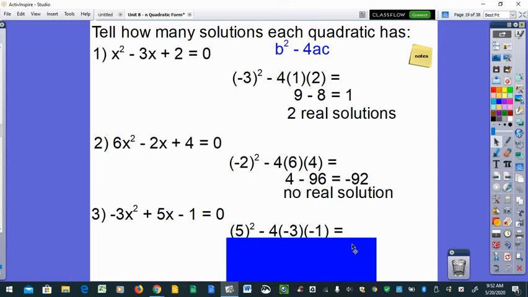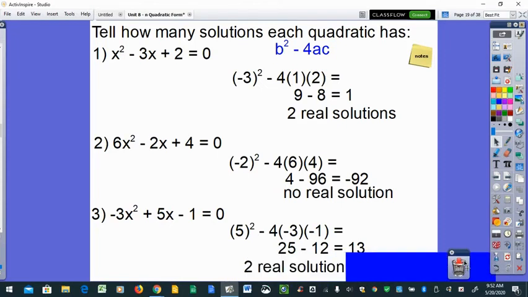You're going to take 5 squared minus 4 times a -3 times a -1. And this is where a lot of people can go south with all the negatives. So be very careful. A negative times a negative is a positive, and a positive times a negative is a negative. You're going to have 25 minus, in this case, 12, gets a positive 13, which is the discriminant we just got on the SMART problem, and that will give you 2 real solutions.